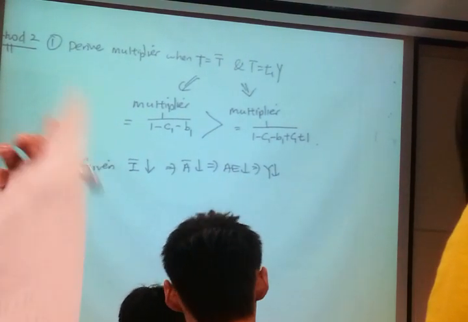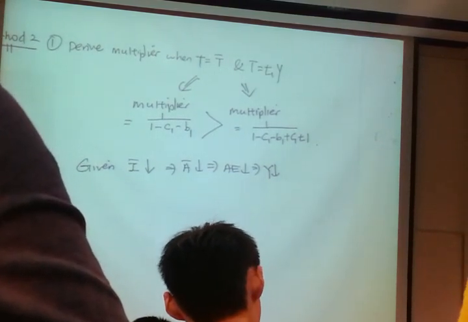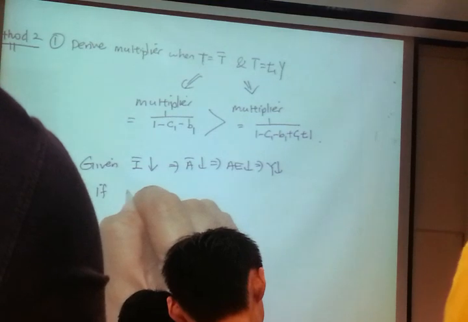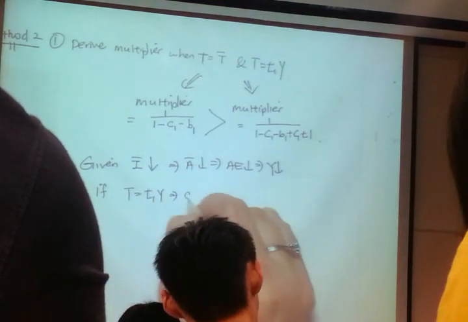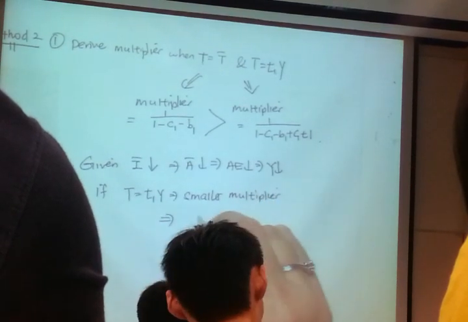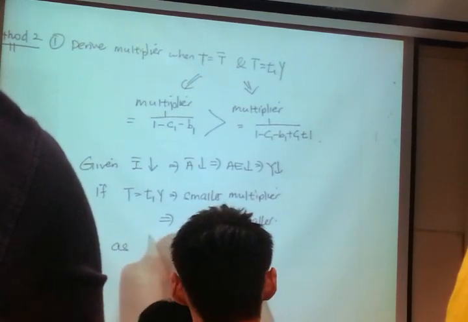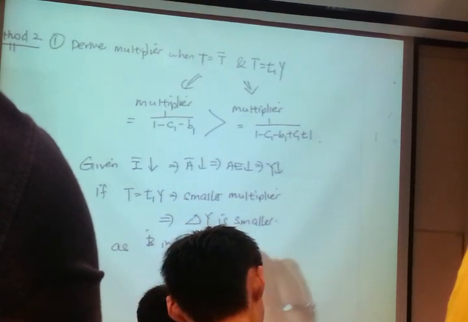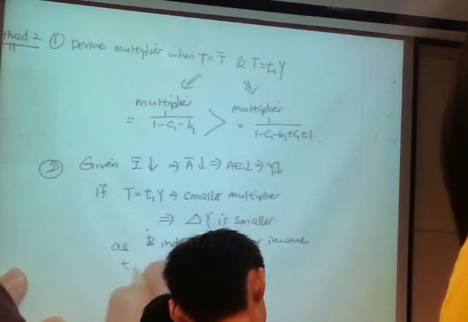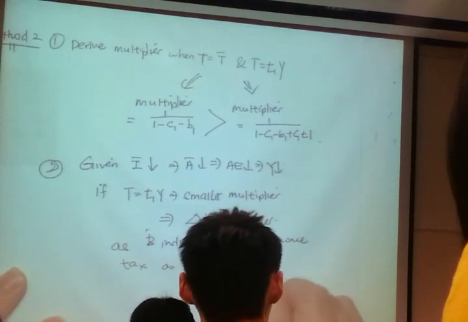This is a standard analysis, right? If you are discussing I bar, the AE will shift down, income will drop, right? And if now T is T1Y, you have a smaller multiplier. This means the change in income is smaller. But the analysis is the same because individuals pay lesser income tax because income drops. So the drop in C is smaller.